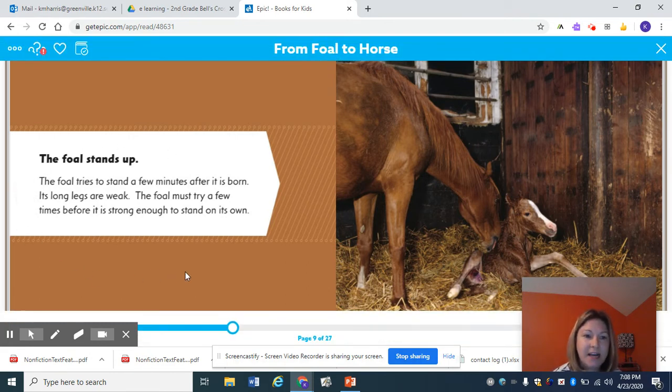The foal stands up. The foal tries to stand a few minutes after it is born. Its long legs are weak. The foal must try a few times before it is strong enough to stand on its own. And was our prediction right? I think it was.